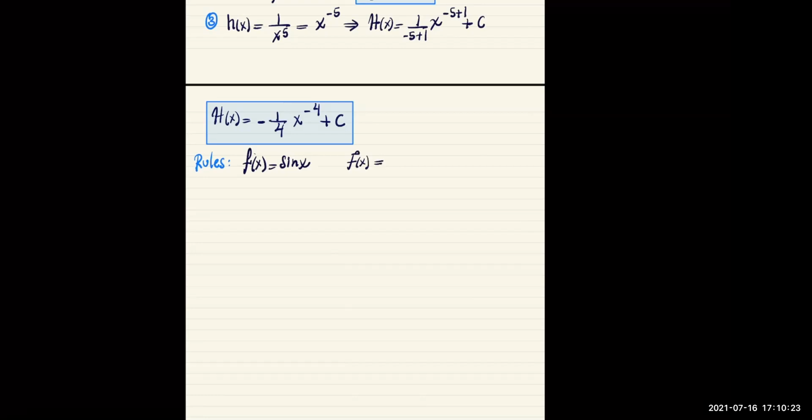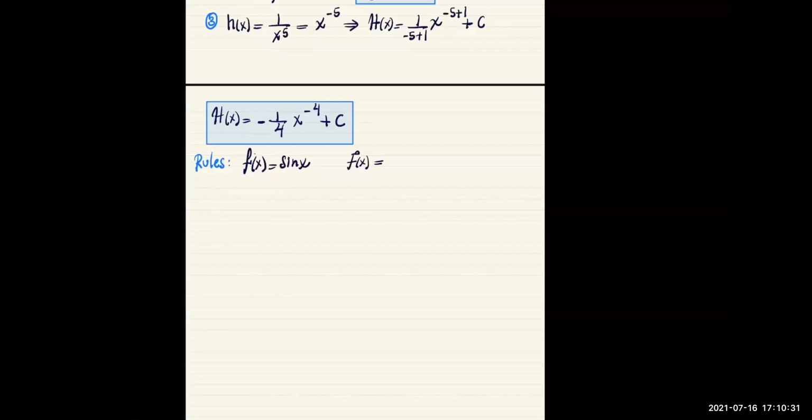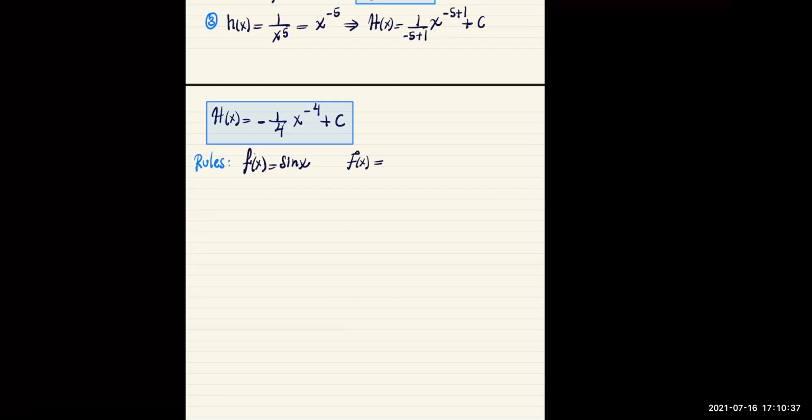Okay, so you ask yourself, the derivative of what gives me sine x? Well, you know that the derivative of sine x is cosine x. The derivative of cosine x is negative sine x. So what do I take the derivative of to get sine of x? Of course, the answer is cosine x, but let's check.